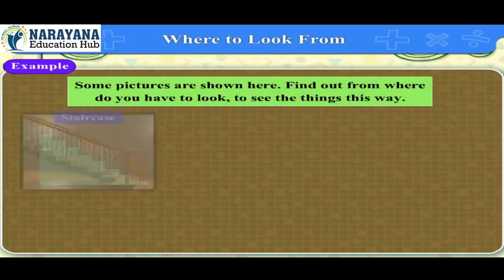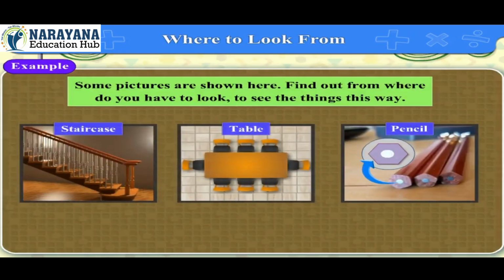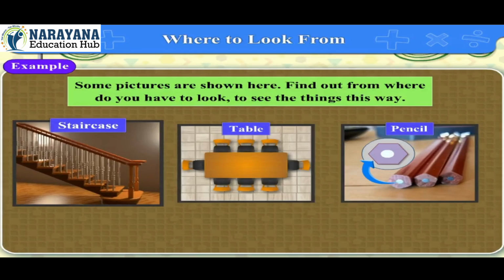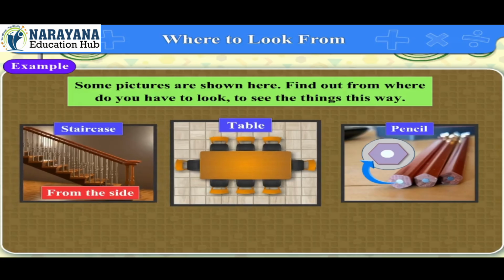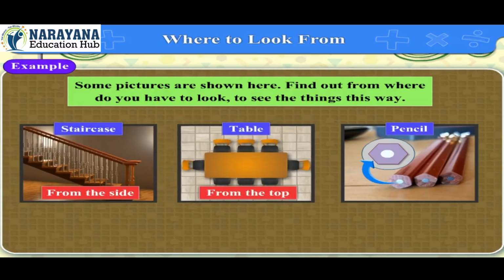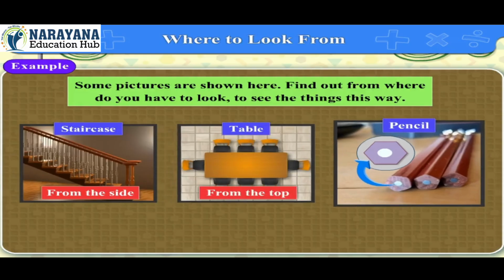Example. Some pictures are shown here. Find out from where you have to look to see the things this way. Look here. The first picture is that of a staircase. If we look at the staircase from the side, it will look like this. The second picture is that of a table. If you look at it from the top, then only it will look like this. The third picture is a pencil. See, if we look at it from the top, then it will look like this.